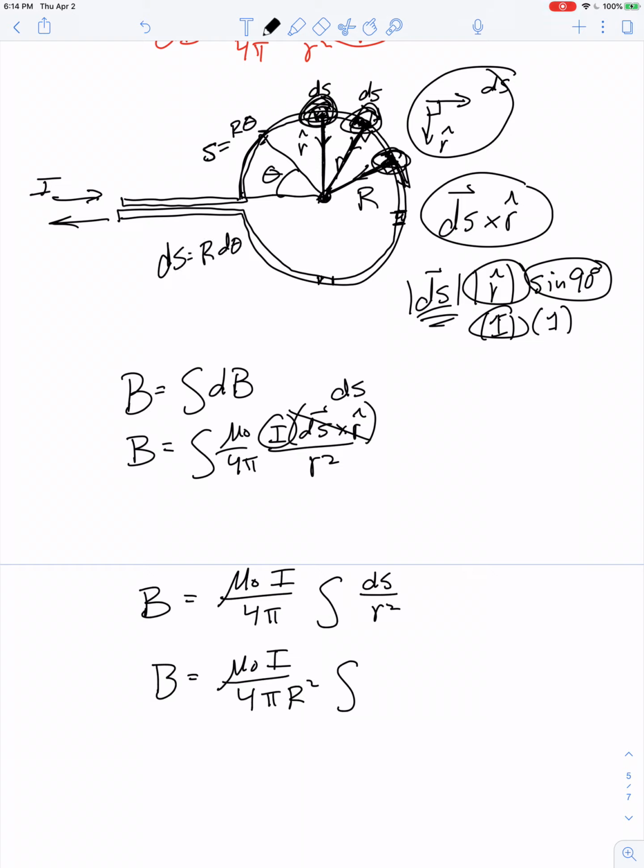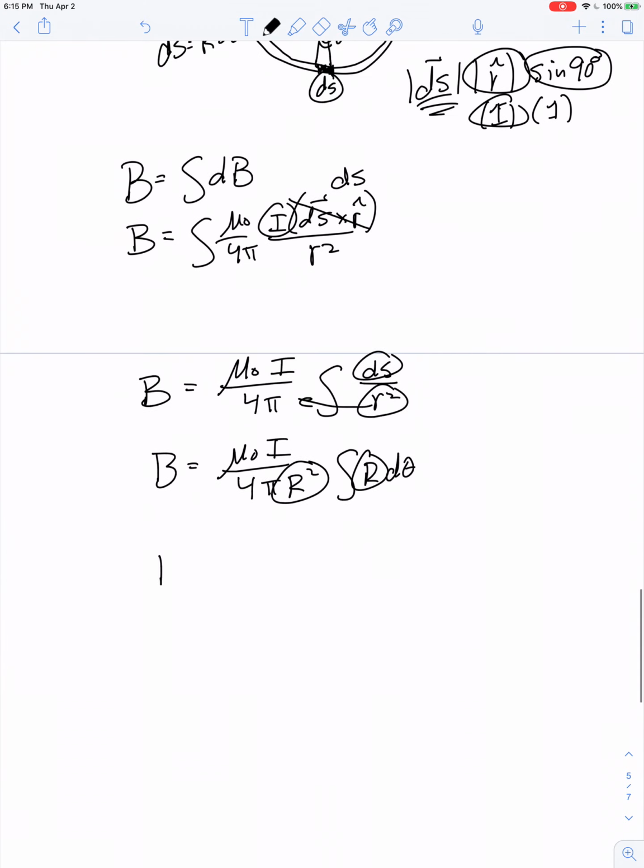So if we pick any one of these little segments we call ds, it's approaching zero length, but not exactly zero, so it subtends a tiny little bit of angle we would call d theta, and the arc length of that ds is equal to the product of r and d theta. Okay, so we've taken the r squared out of the integral now, and we're just left with the integral of ds, which is the integral of r d theta, but that r can come out of the integral. This is easier than it looked to begin with, right? We just have mu naught I over 4 pi r times the integral of d theta.